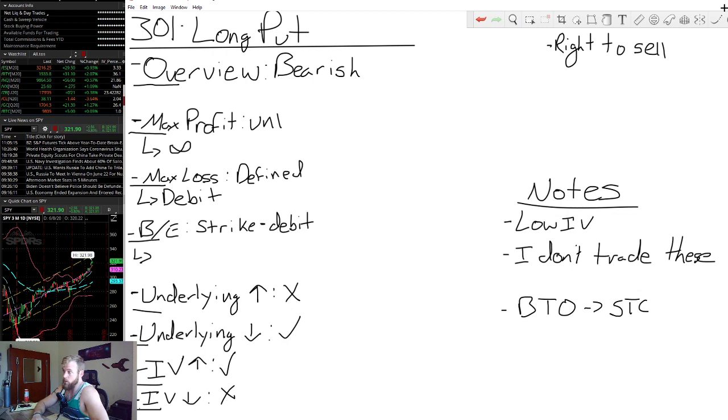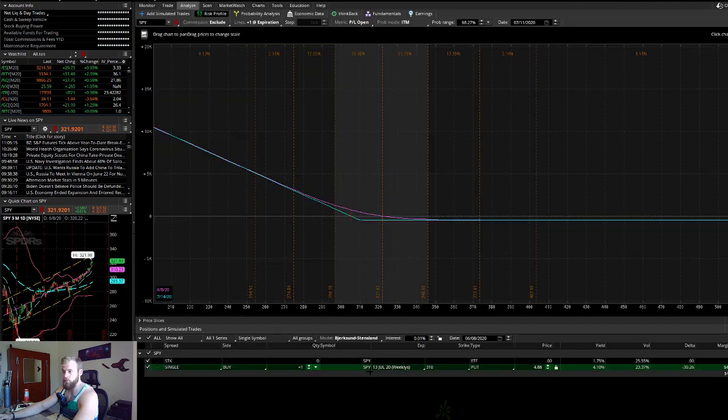And the last piece I'll say is the order of the trade. This is like a buy low, sell high kind of thing. We want to buy to open the position and then sell when the position's worth more to close for a profit. So let's jump over to the platform real quick just so we can get a quick look at the P&L chart. So this is what it looks like for a long put.